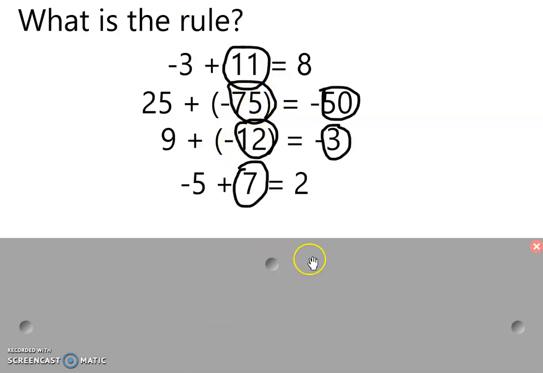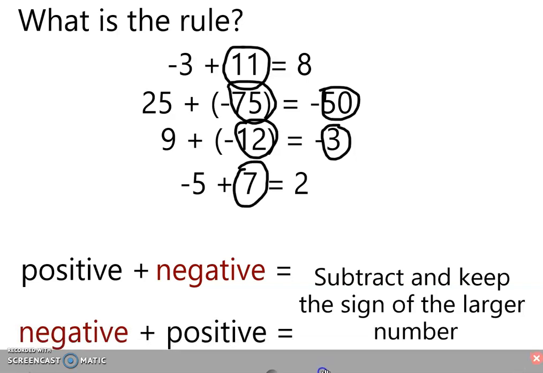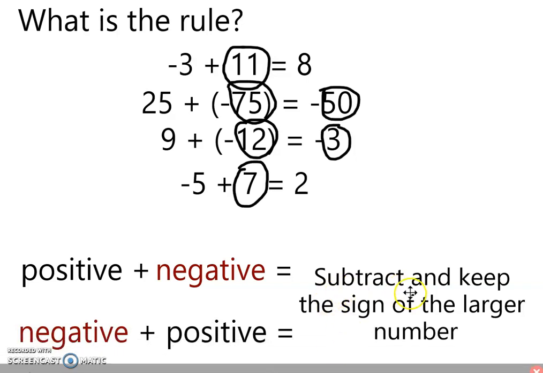So the rule for this is positive plus a negative equals subtract and keep the sign of the larger number. A negative plus a positive also means to do subtraction and keep the sign of the larger number. We're going to do some more practice with these.